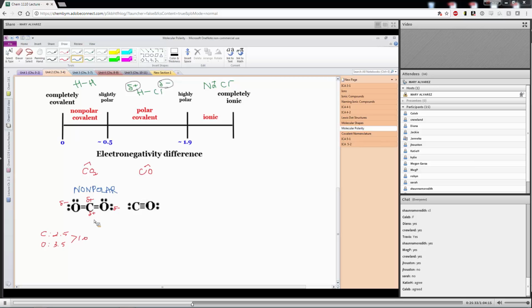Another way we could visualize this is if we use our little vector arrows here. It almost looks like we're trying to have a tug of war, pulling from the middle, and neither of those oxygens is going to win because they're pulling in equal and opposite directions. Does everybody see that? We're going to do a few more examples. So if we feel comfortable with that, let's look at carbon monoxide.